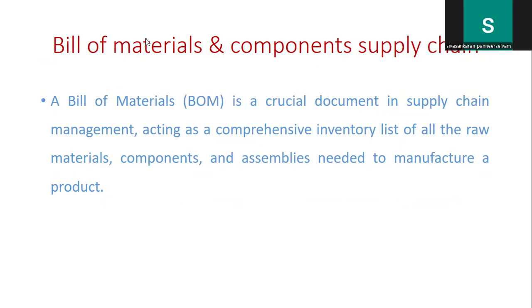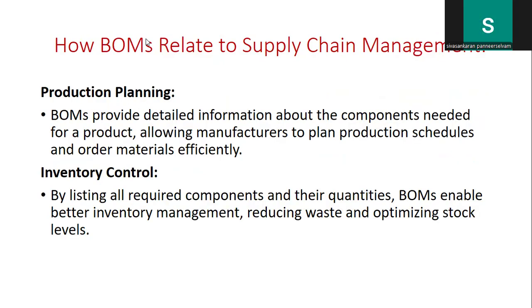The next one in product innovation, next to functionality and manufacturability, is bill of materials and component supply chain. How are these things related to product innovation? First, let us understand what we mean by a bill of material. It is a paper document which supports the various inventory lists of raw material, components, as well as the final assembly needed to manufacture a product.